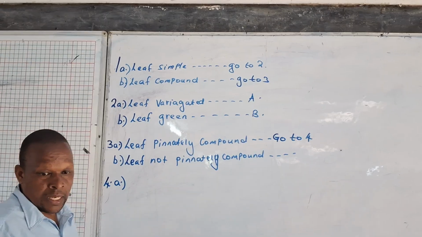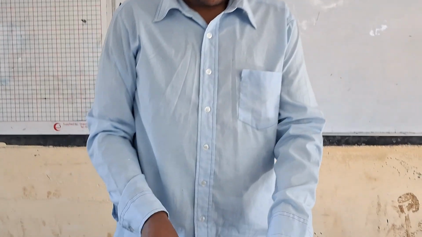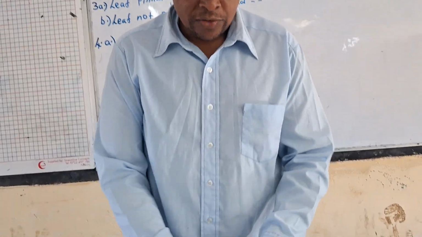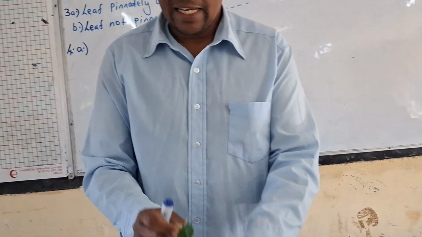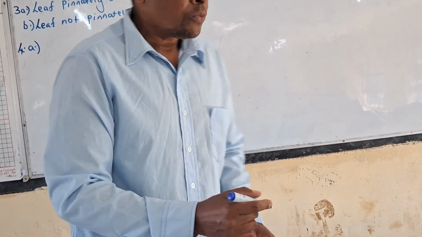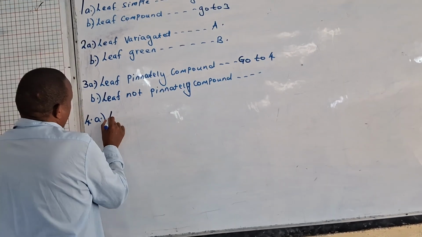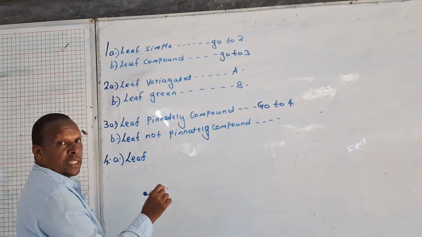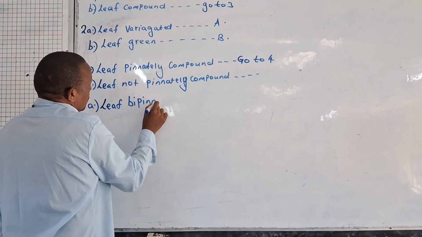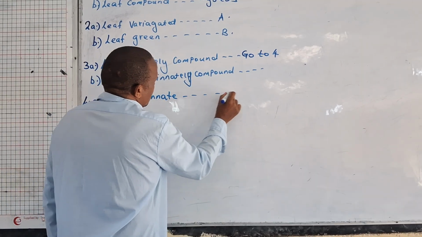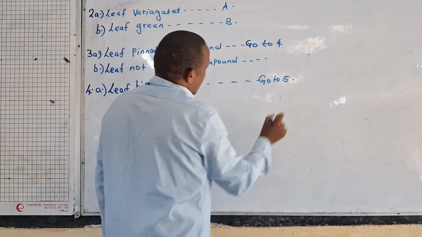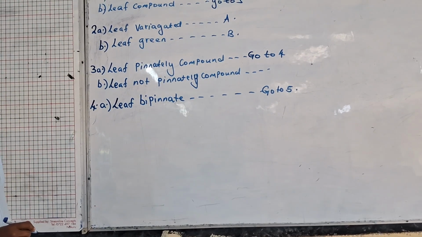4A, like that. Let us look at the pinnately compound leaves. This one is bipinnate and it is alone. This one is unipinnate. This one again is unipinnate. Are we together? So it means leaf unipinnate, we move to which step? Or we can just identify the one which is alone. Leaf bipinnate. We say go to 5. That is bipinnate. Are we together?